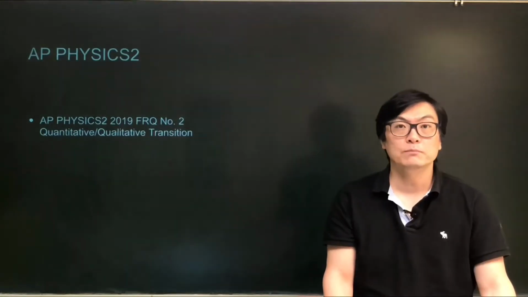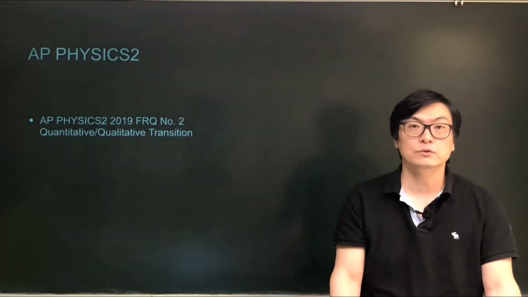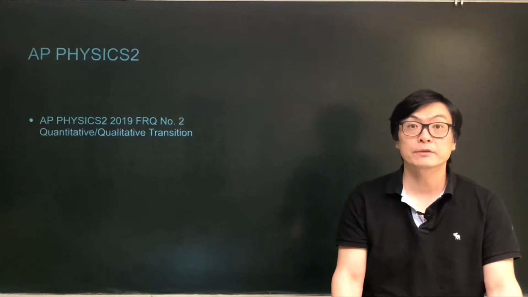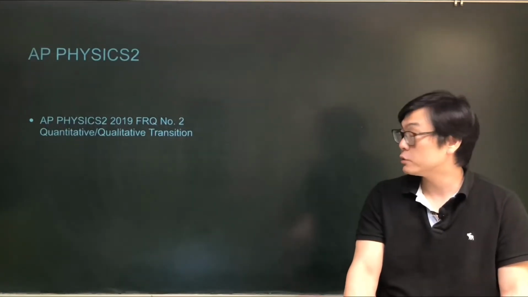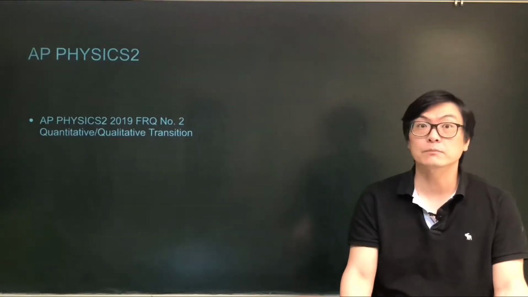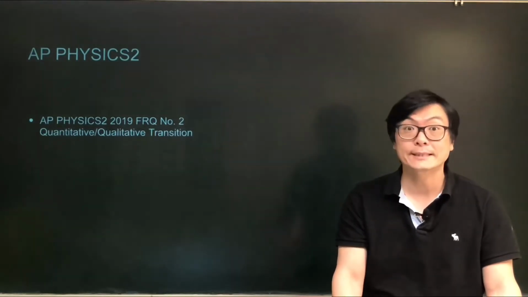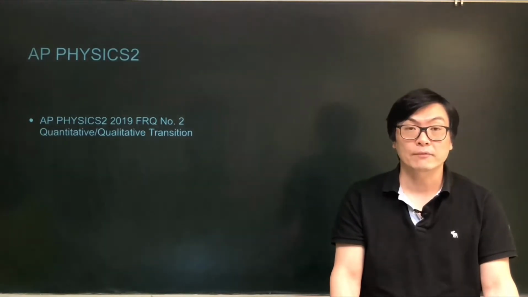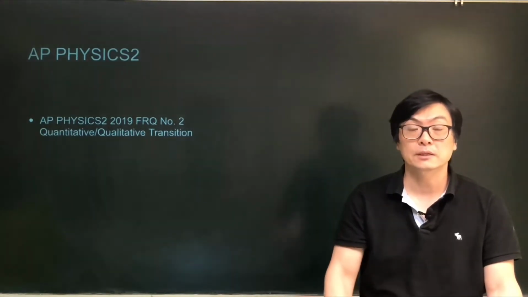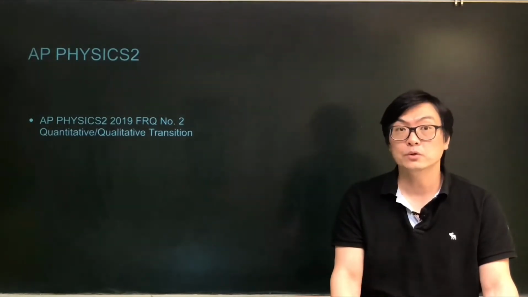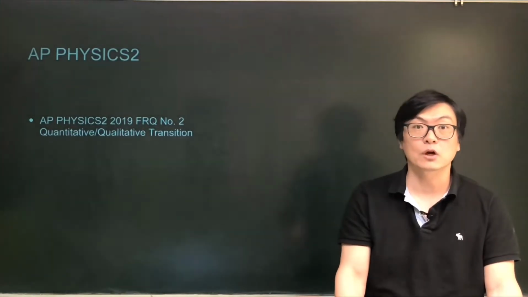This time we'll practice for the quantitative qualitative transition problem for AP Physics 2, and I will use the number 2 question from the free response question on 2019. If you don't have it, you can download it from the link below this video, or you can directly download it from the College Board website.